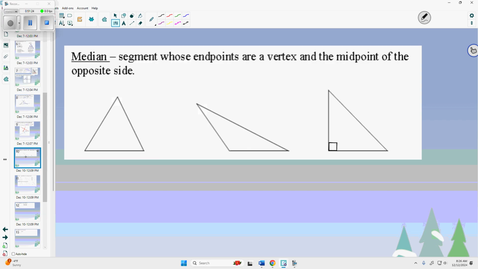Okay, well, first of all, how do I find a midpoint? Where is a midpoint? In the middle. What do I mark on my sides to show it's a midpoint?